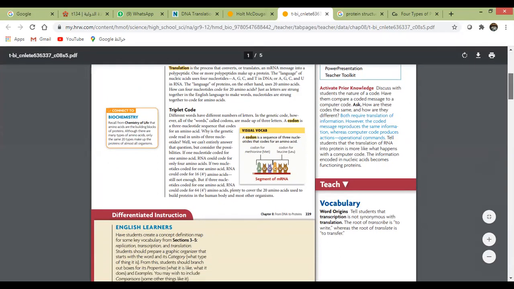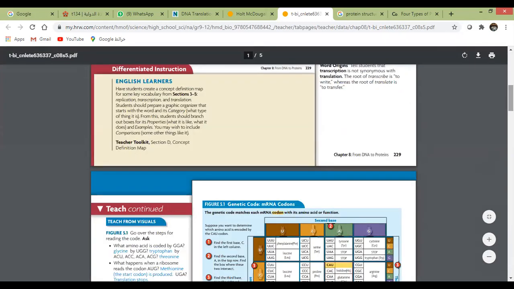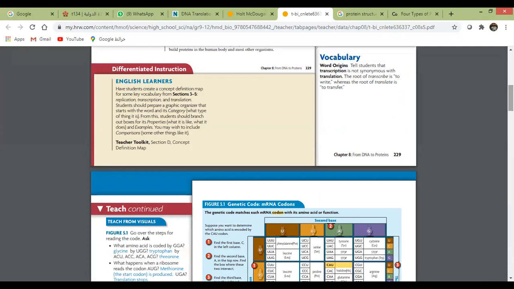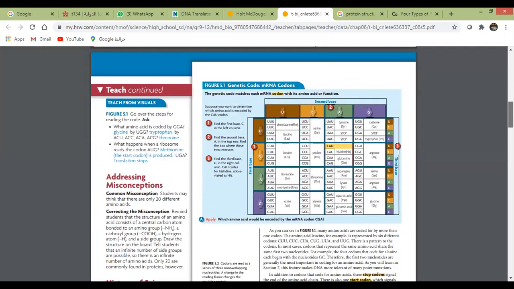These 3 letters are the bases. The bases are A, G, U, C. Yes. If you look at this table here, you will see these codons written, and each codon has a name next to it. What that means is each codon, which is made of 3 letters, codes for a type of amino acid.